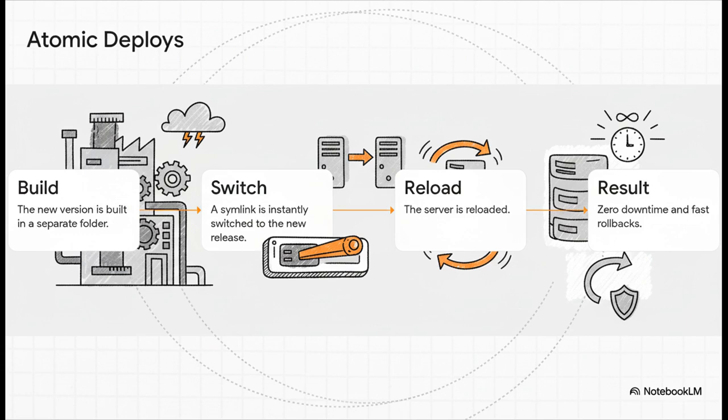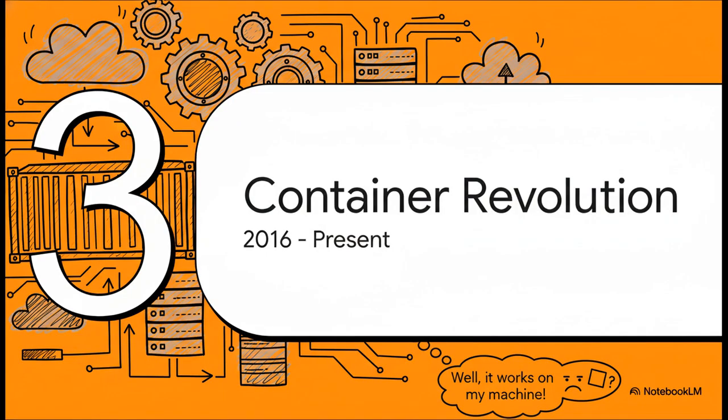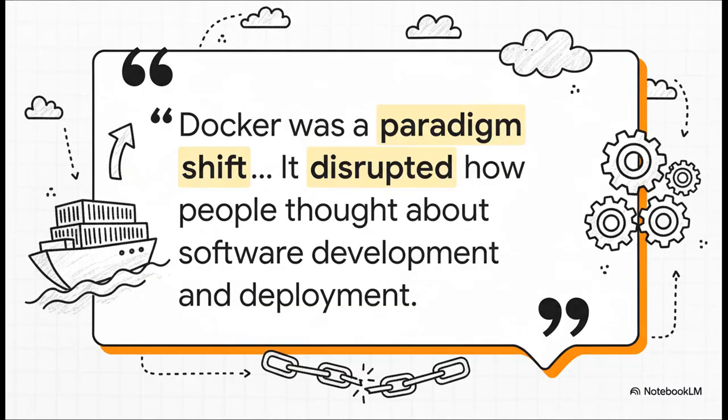And if something goes wrong, you just flick the switch back. It's so simple, but so incredibly effective. So just as things were getting stable and predictable, a brand new technology showed up that would, once again, change everything. This was the beginning of the container revolution, and it was an era born from maybe the most famous or infamous phrase in all of software development. Well, it works on my machine. And that technology was Docker.